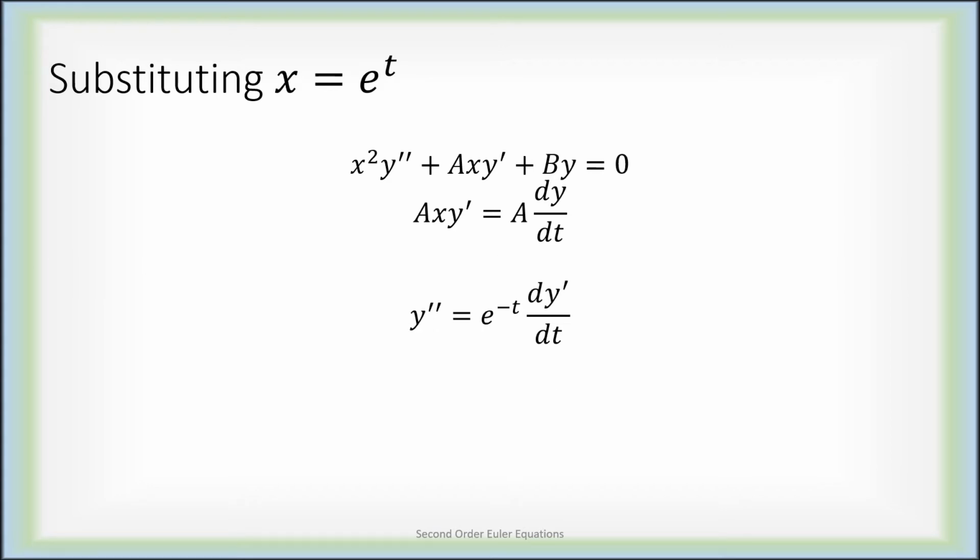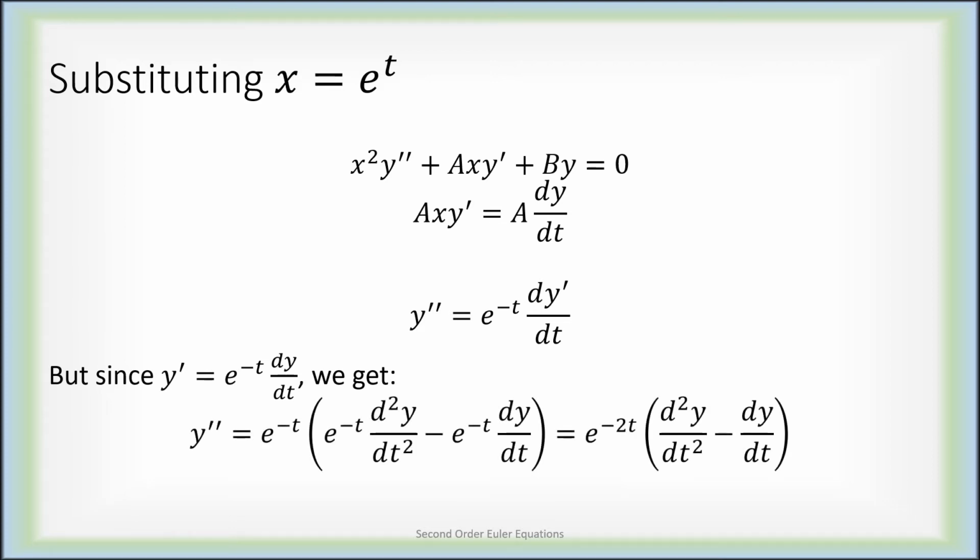Okay, so let's take that expression and see how it interacts with x squared. But remember that y prime we already know is e to the minus t dy/dt. Therefore, y double prime is e to the minus t times dy prime/dt. So I'm going to take d/dt of this expression right here. The product rule says, leave this alone, take d/dt of that. So we get e to the minus t and then the second t derivative of y, plus the derivative of this, which pulls out a minus sign thanks to the chain rule, times dy/dt.